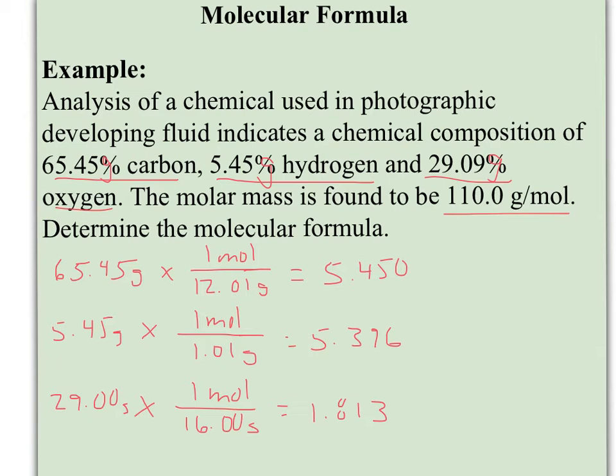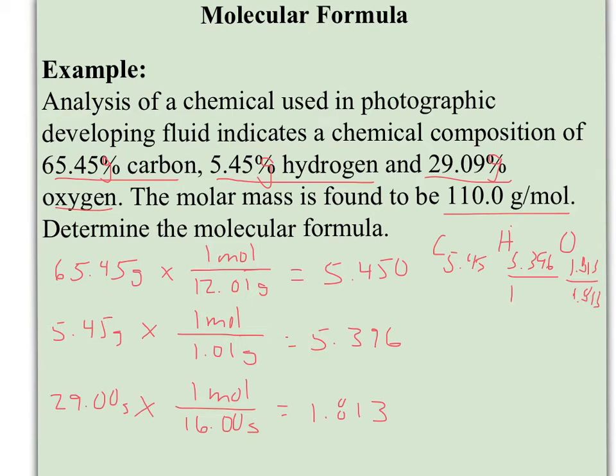So then to come up with my empirical formula, I would have C 5.450, H, I'm sorry, that's H 5.396, and my O is 1.813. And now I have to divide them all by that 1.813.